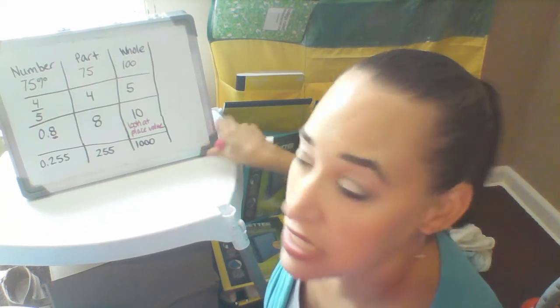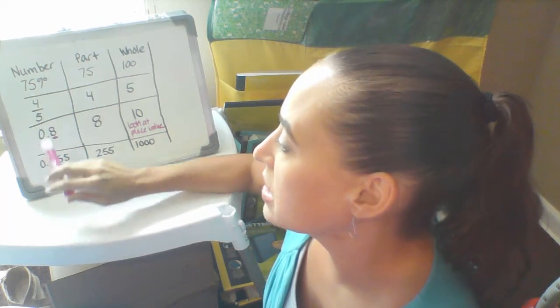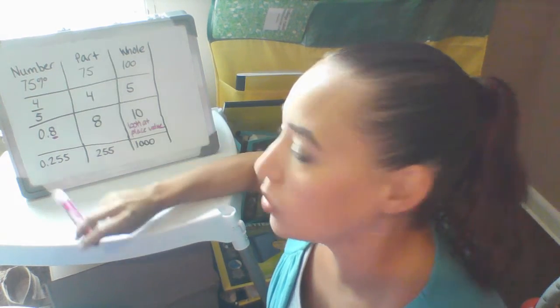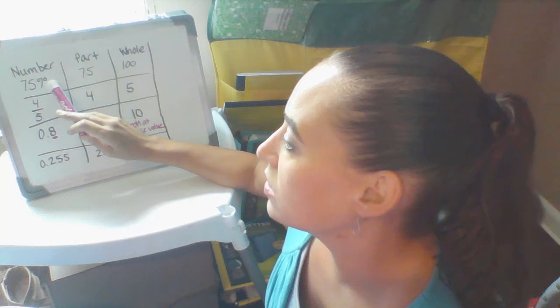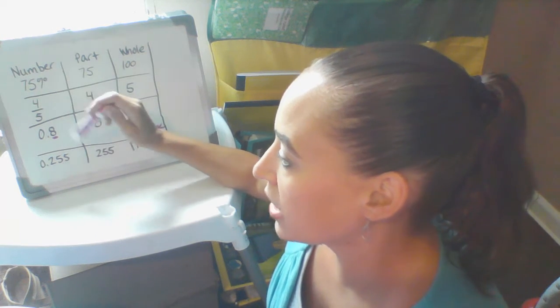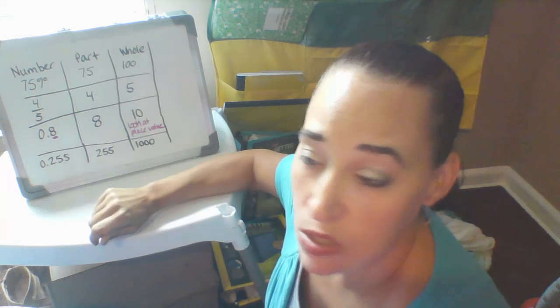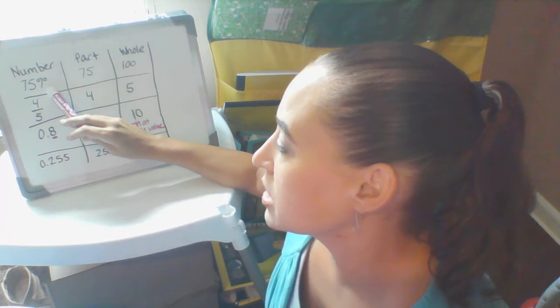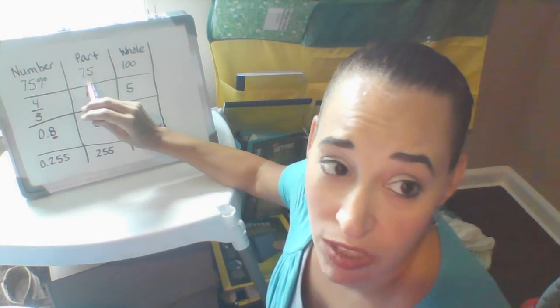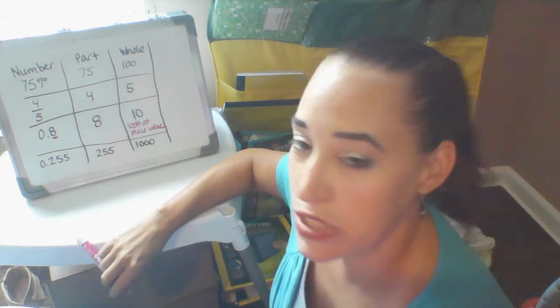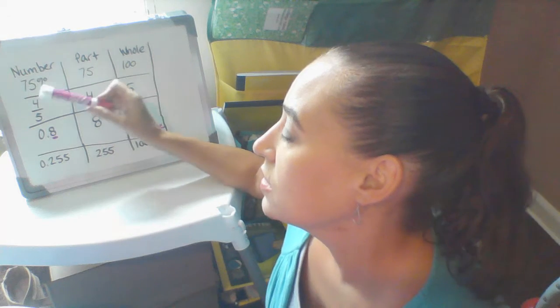So for this lesson, you were given practice problems where they give you a number and they ask you to sort its part and whole. Okay, so you'll be given a percent number, a fraction number, and a decimal number, and you're asked to put what's its part and what's its whole. Okay, so 75%, its part is 75, and its whole is always out of 100. Okay, percent always out of 100.